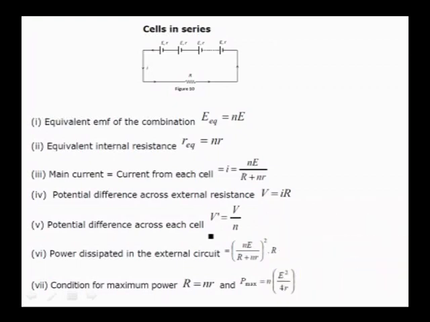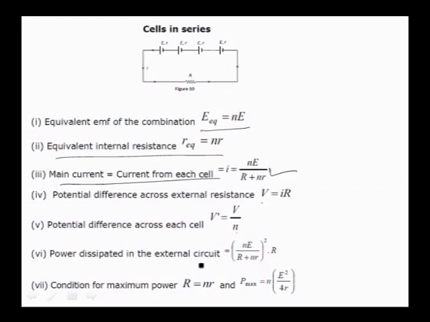Next, cells in series and cells in parallel. The equivalent EMF of the combination, when n number of identical cells are in series, is equal to nE. The equivalent internal resistance is equal to nr. The current in the circuit is I is equal to nE divided by R plus nr. The potential difference across the resistance is V is equal to IR. The potential difference across each cell is V dash is equal to V by n.